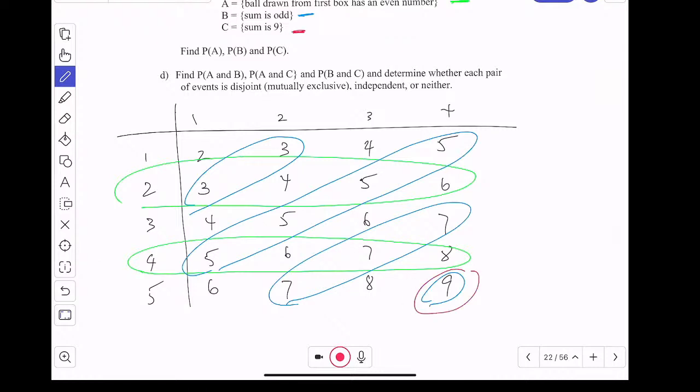So we have a color-coded map now. So I want to figure out the probability of A, B, and C. Can you guys help me? So A is the green ones. Oh, I shouldn't circle that, should I? I'm going to erase that. That's the number. That's not an outcome.